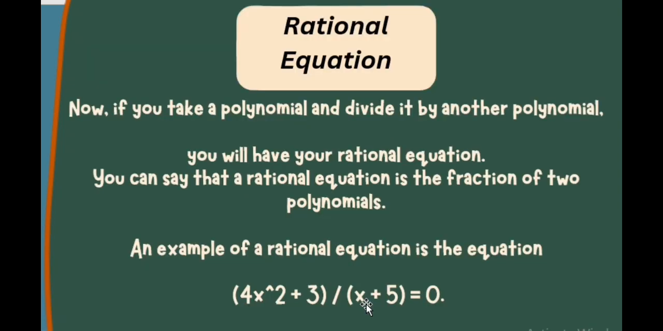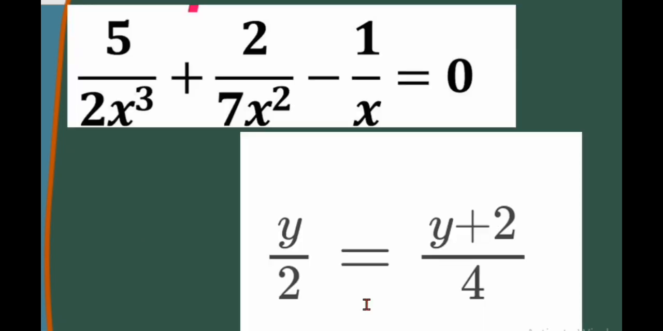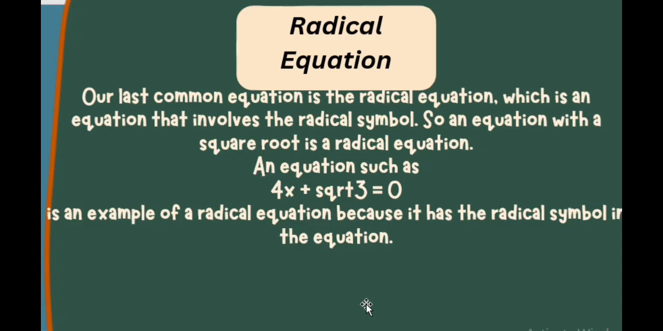Rational equation. If you take a polynomial and divide it by another polynomial, you will have your rational equation. You can say that a rational equation is the fraction of two polynomials. For instance, we can have (4x^2 + 3) divided by (x + 5) equals 0. This is an expression for a rational equation. We also have the radical equation.